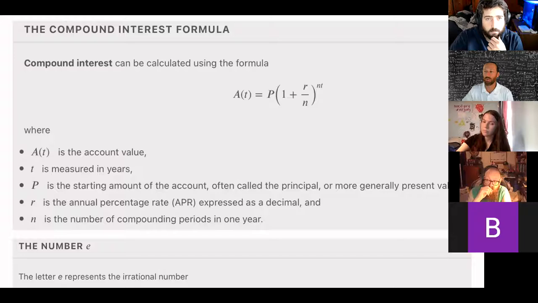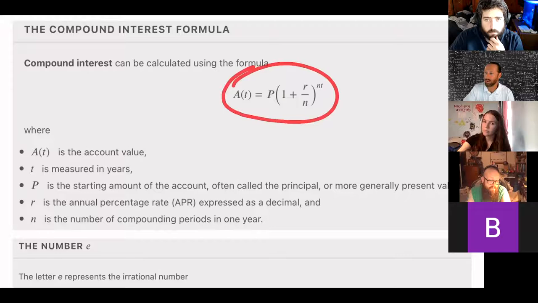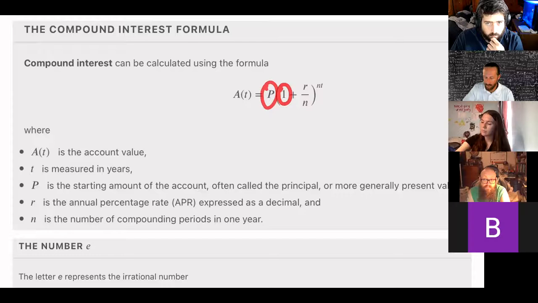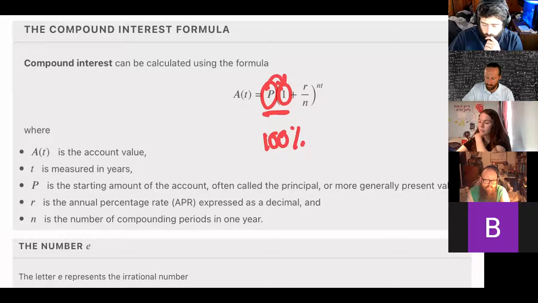And if you wanted to know how much, this is what you would use. Okay? P stands for principal, how much you put in. The one is there because when you multiply that, you have to have 100% of your principal that you put in.